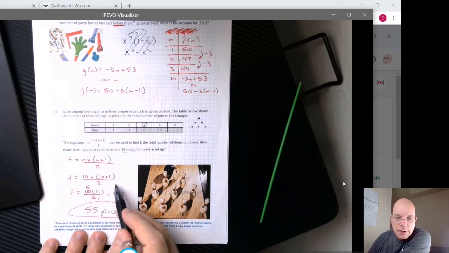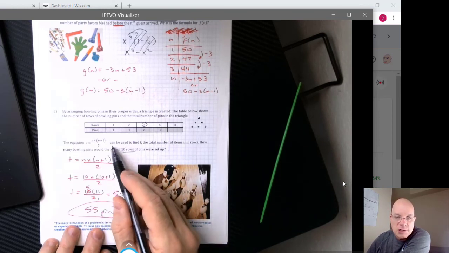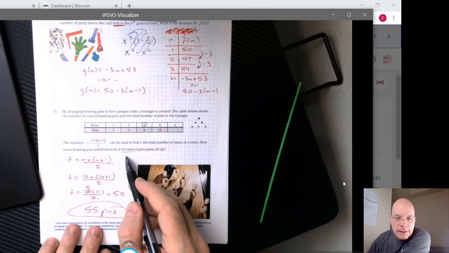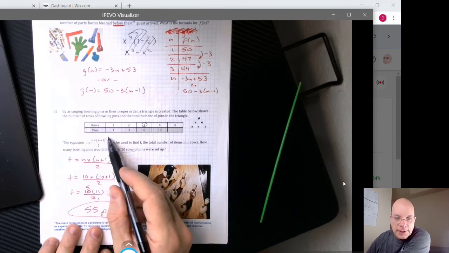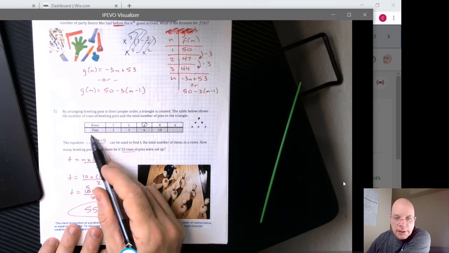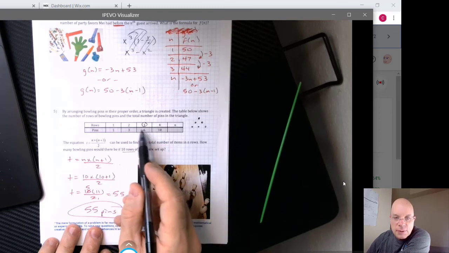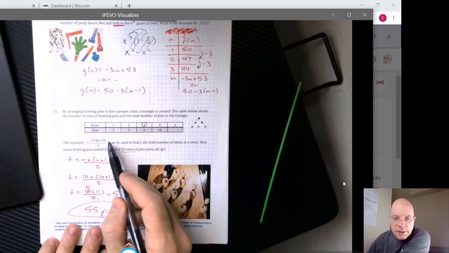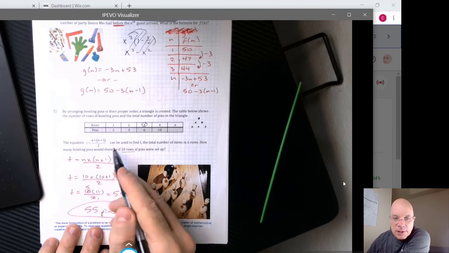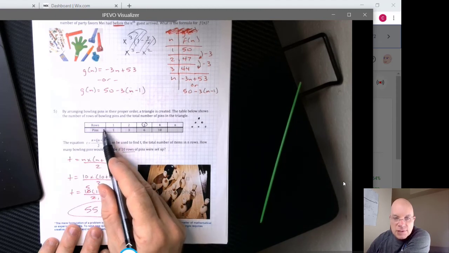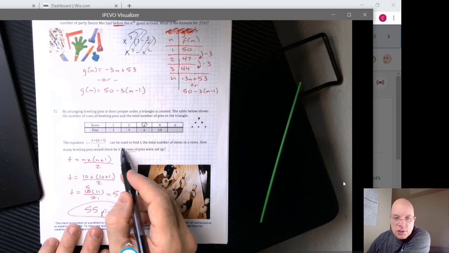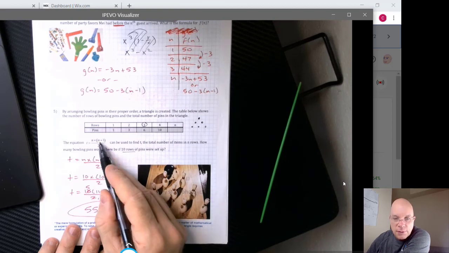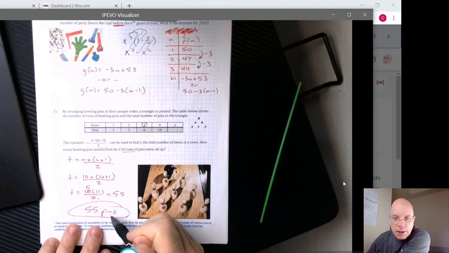55 pins. So this one historically has been confusing to students. So I guess if I wanted to boil it down and make it more understandable, it's that you were given the sequence, but you weren't asked to find the equation. You were provided the equation. And if you're provided the equation and you understand that n is the number of rows, then you can just substitute any number of rows for n in the equation and solve for the number of pins.